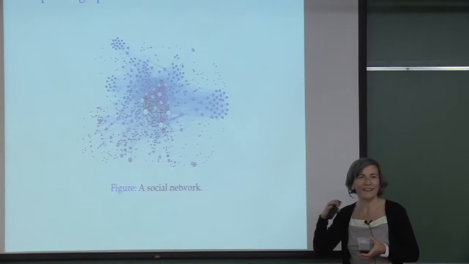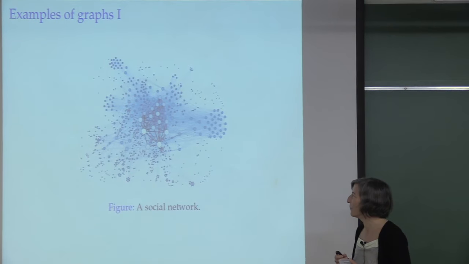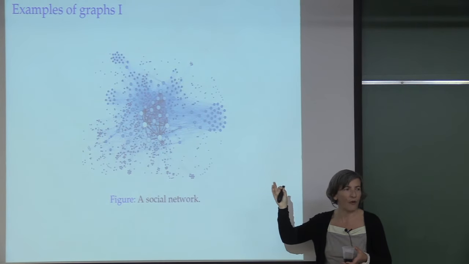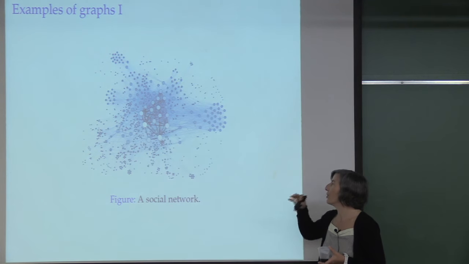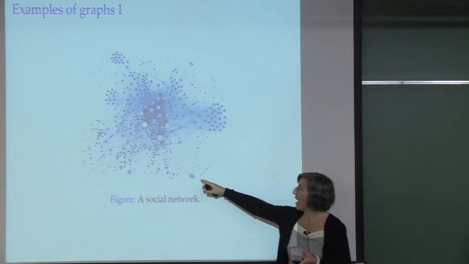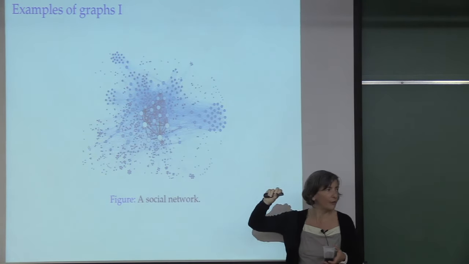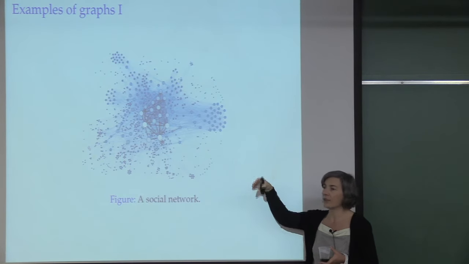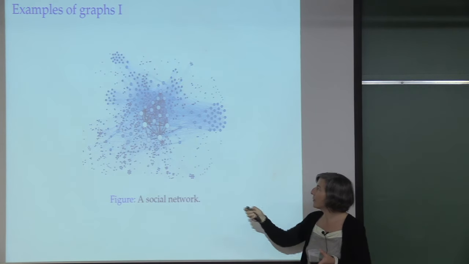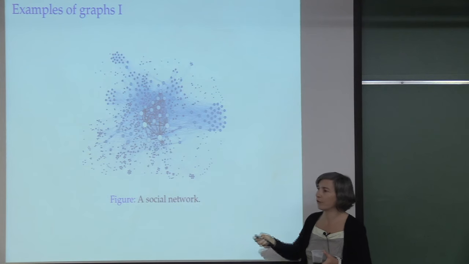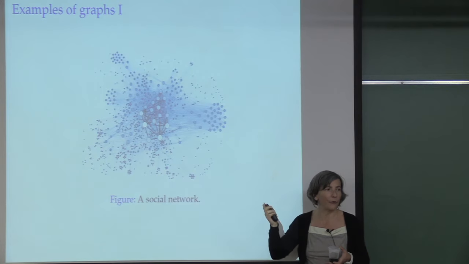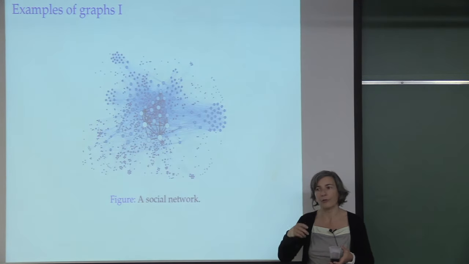First, I have many very nice pictures of graphs to explain the objects. Here it's a social network, maybe the most popular use of random graphs nowadays. The basic idea under this graph is that you have entities, which are the dots here, which we call nodes, and those entities interact in some way, and these interactions are materialized by edges between two different entities.